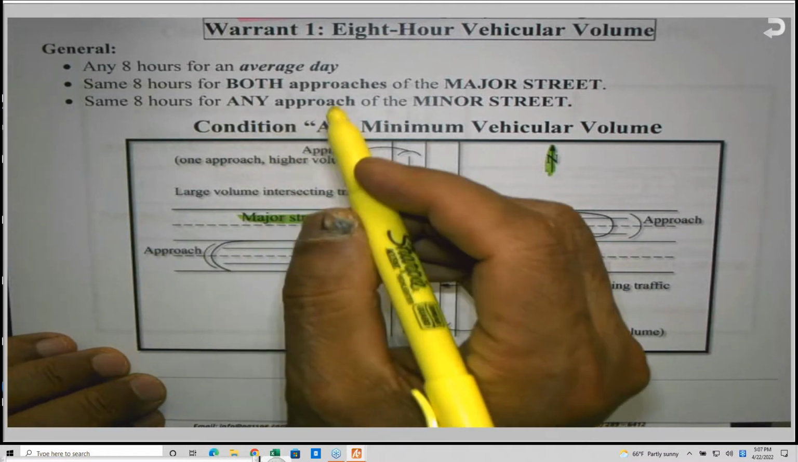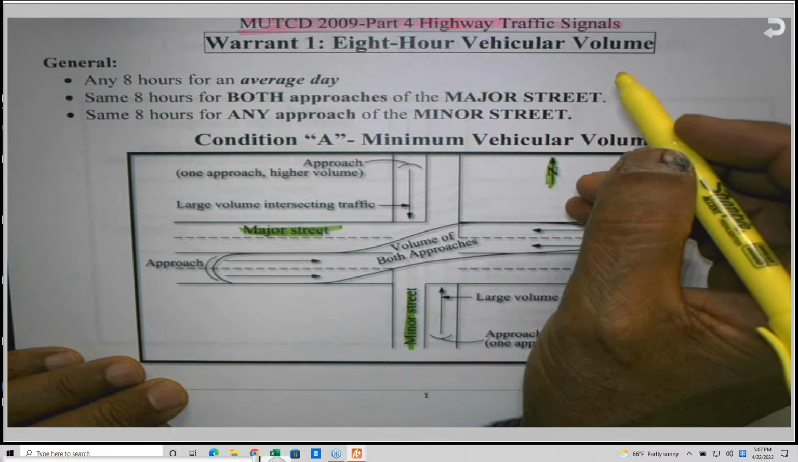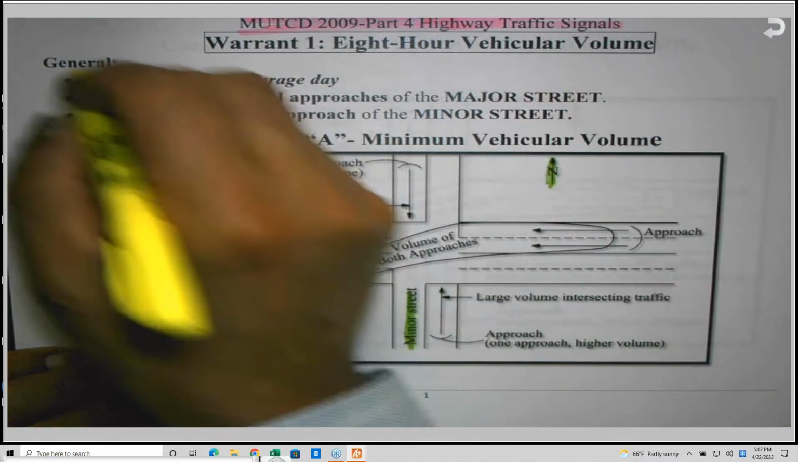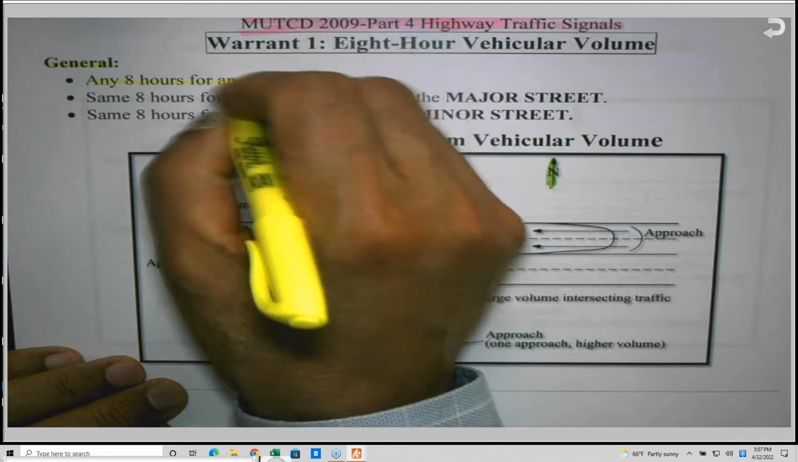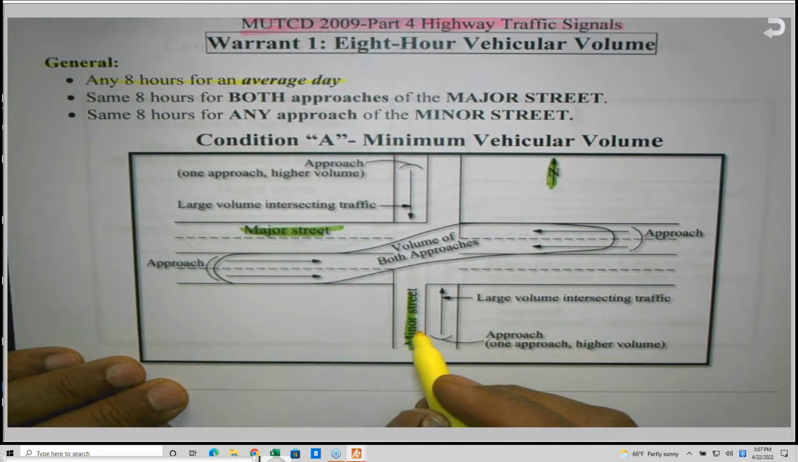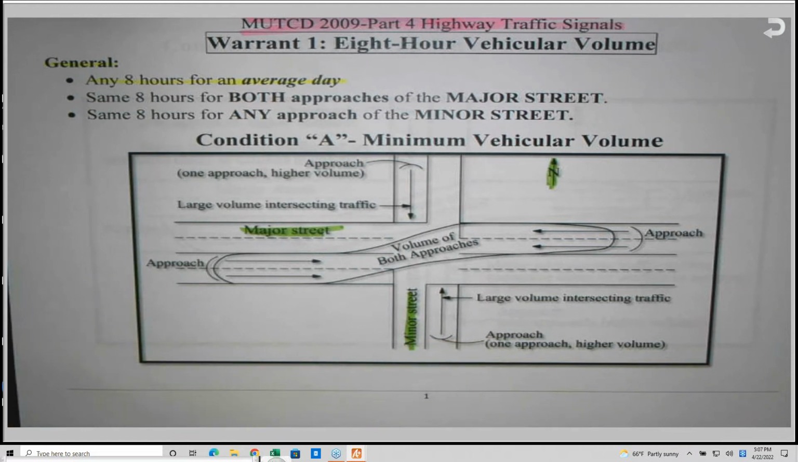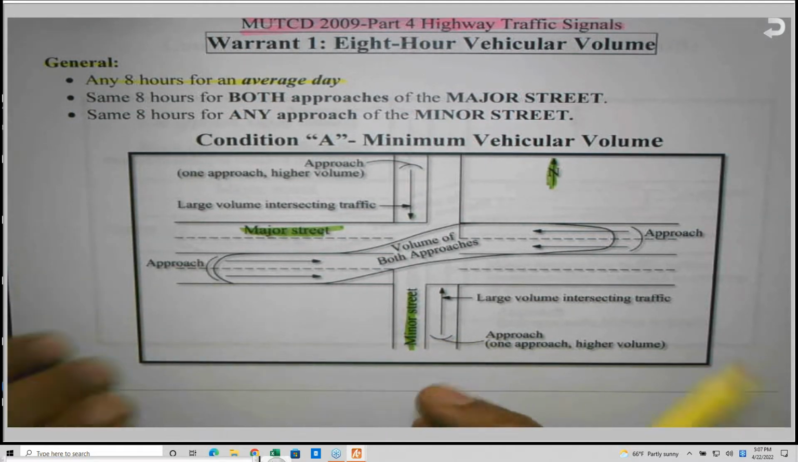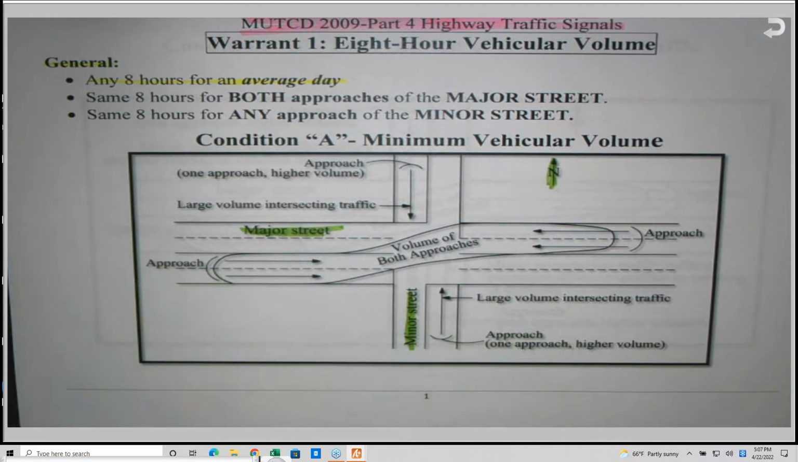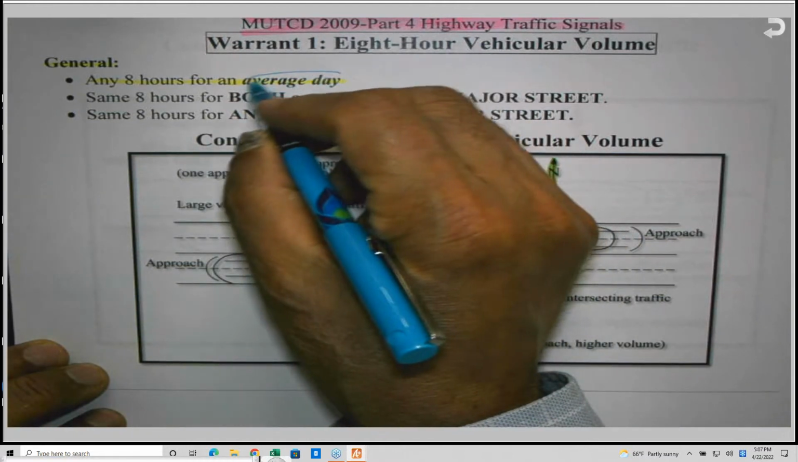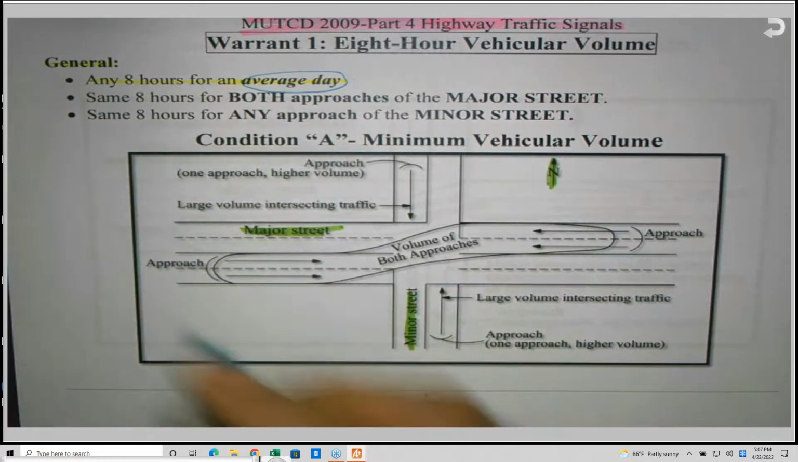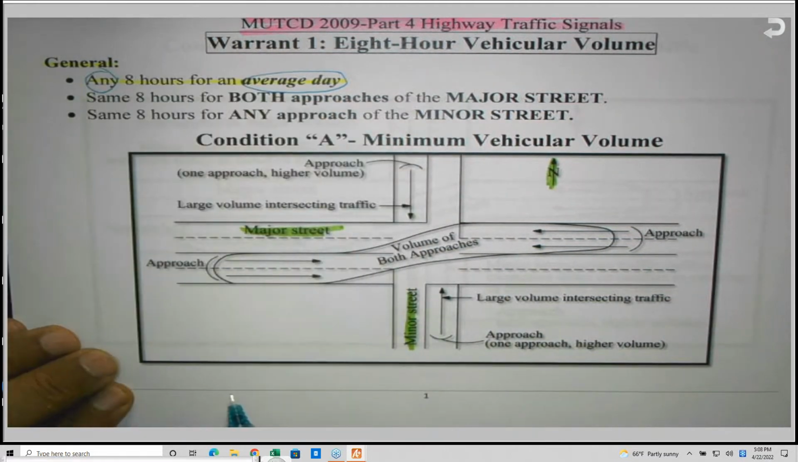The warrant number 1, which is 8-hour vehicular volume, the general rule is any 8 hours for an average day. Okay? These 8 hours, not necessarily to be consecutive hours. Any 8 hours, any. From 1 to 2, and I will skip between 2 and 3. I can go to 3 and 4. Any 8 hours. But it must be within 24 hours, okay, of an average day. Of an average day. The word average day we talked about last time. So any, the word any is important also. Okay? Any 8 hours.